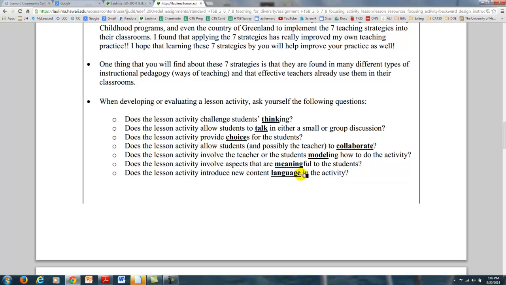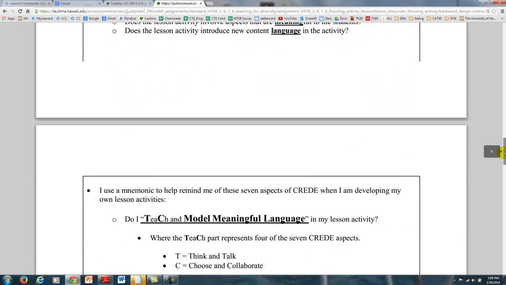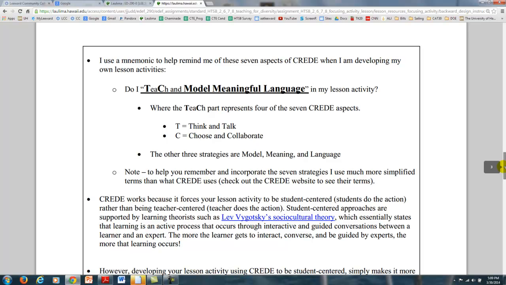And then finally, is new language thrown in throughout the lesson, so that you are getting them not separate isolated skills, not a vocabulary test on the side, but the language is used in a meaningful way in the activity. So when you ask yourself those 7 questions, it turns out that students learn.